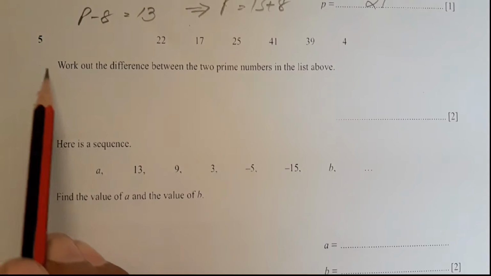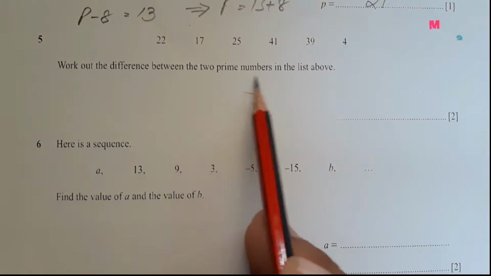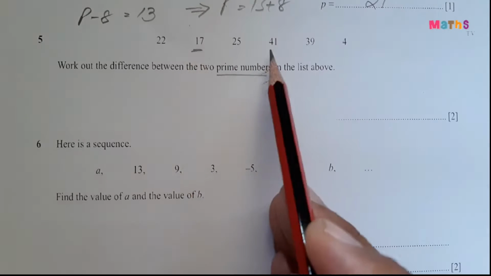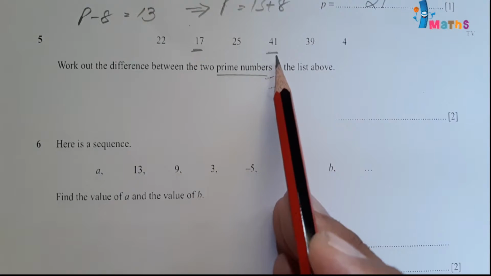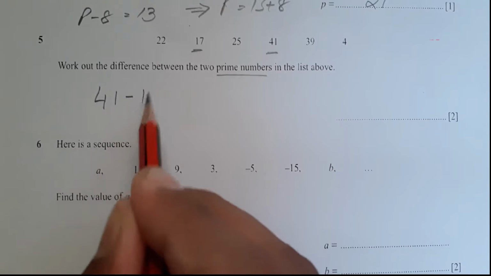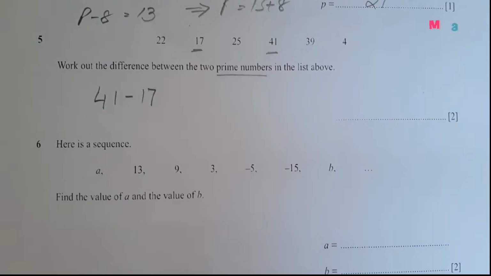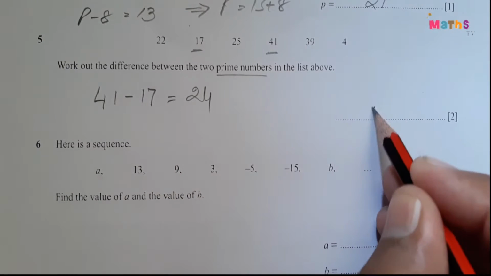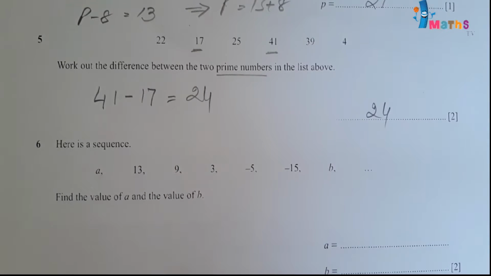Question number 5. Work out the difference between two prime numbers in the list above. So prime numbers are 17 and 41. If we write down the difference, 41 minus 17 will be equal to 24. So our answer will be 24.